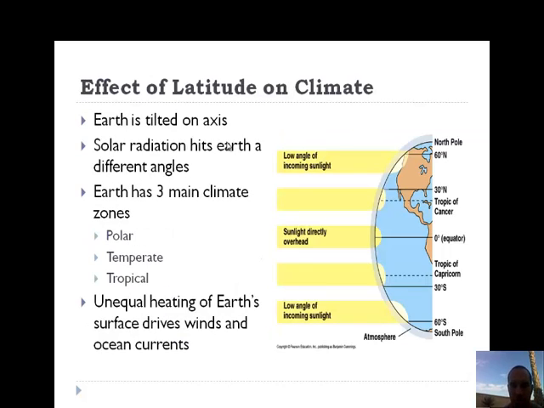So I want to focus in on the effect of latitude on climate. I talked about it a little bit with my example of Rome and Boston, but Earth's tilted on an axis, so solar radiation is going to hit Earth at different angles, and there are going to be three main climate zones: polar, temperate, and tropical zones. And the unequal heating of Earth's surface is what's going to drive wind and ocean currents. So some areas are going to be heated more than others at different times. It's going to cause the ocean and the wind to move in different patterns.